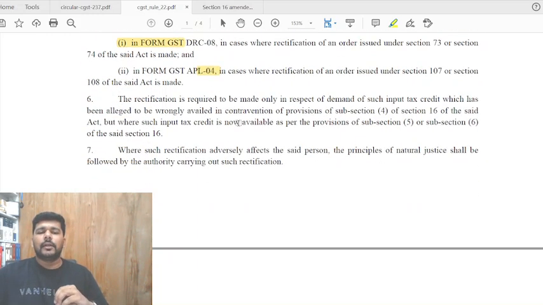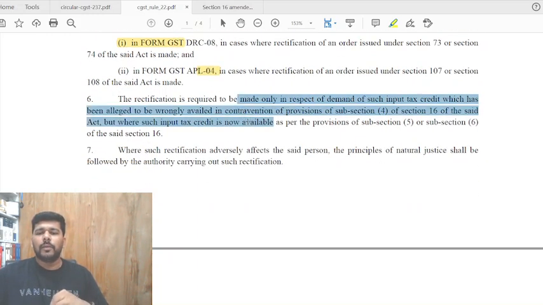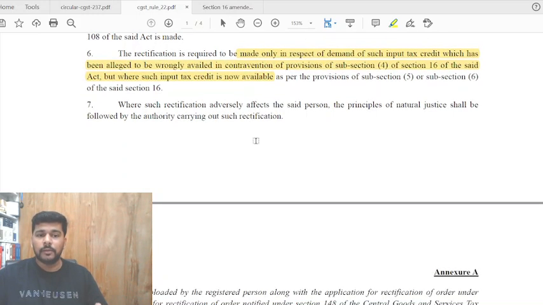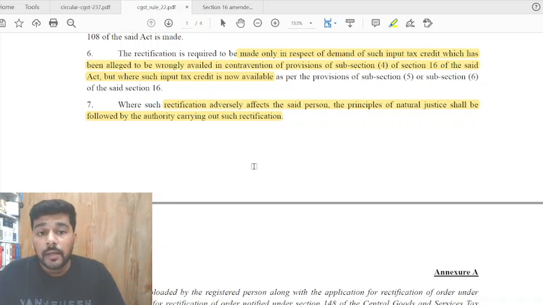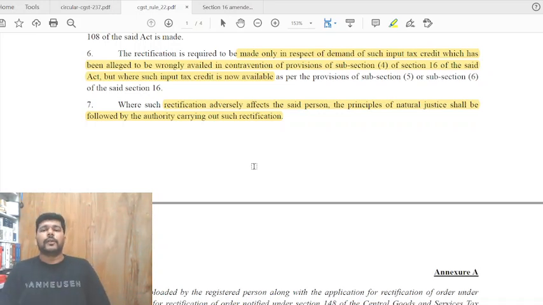The rectification request is to be made only in respect of demands which are covered under 16.4, as I already mentioned earlier. Where such order rectification adversely affects the said person, the principle of natural justice shall be followed by the authority carrying out such rectification. Now what they are trying to say is that the rectification application आपको ही adversely affect कर रहा है.